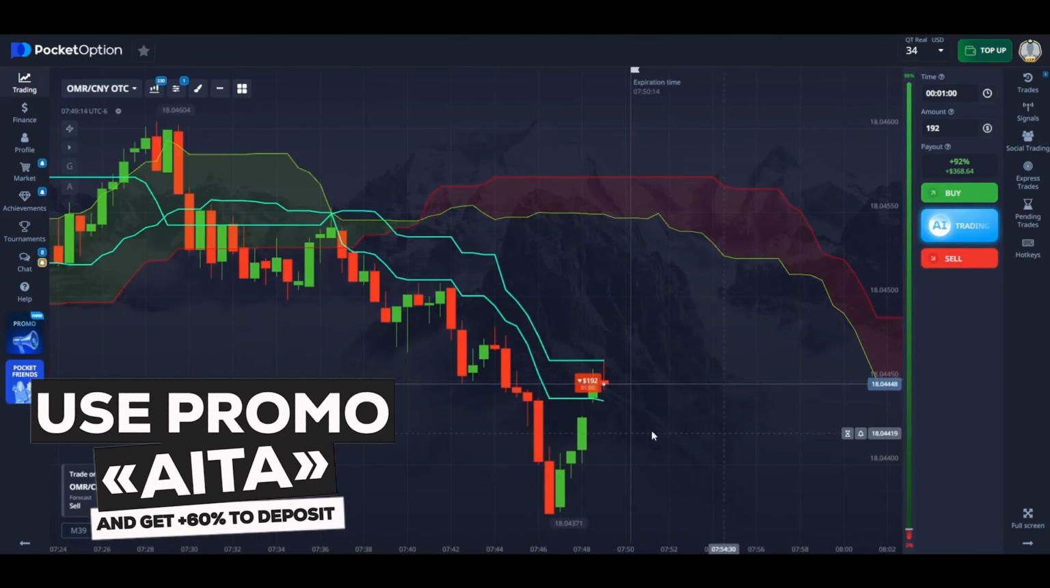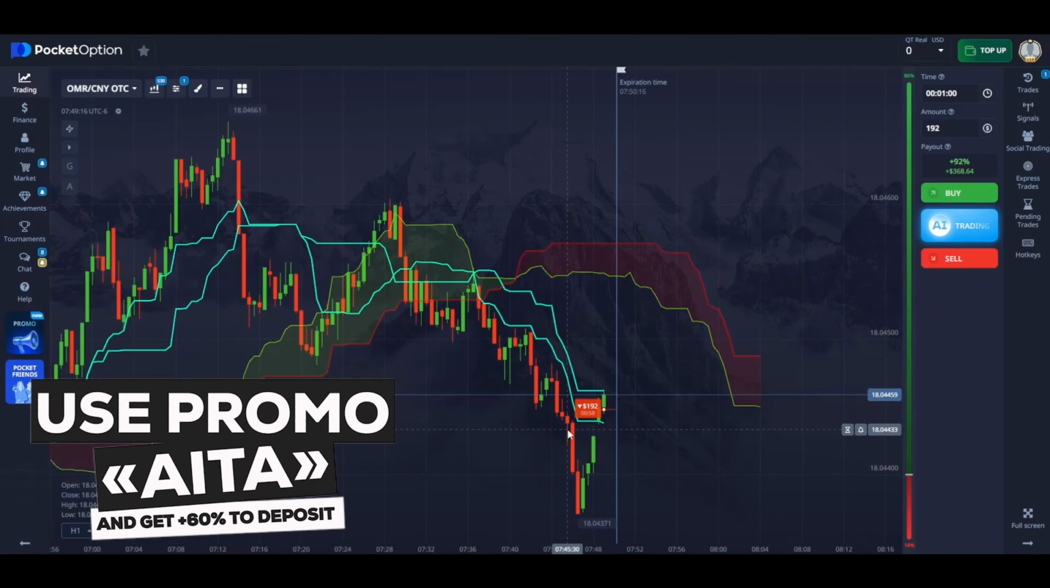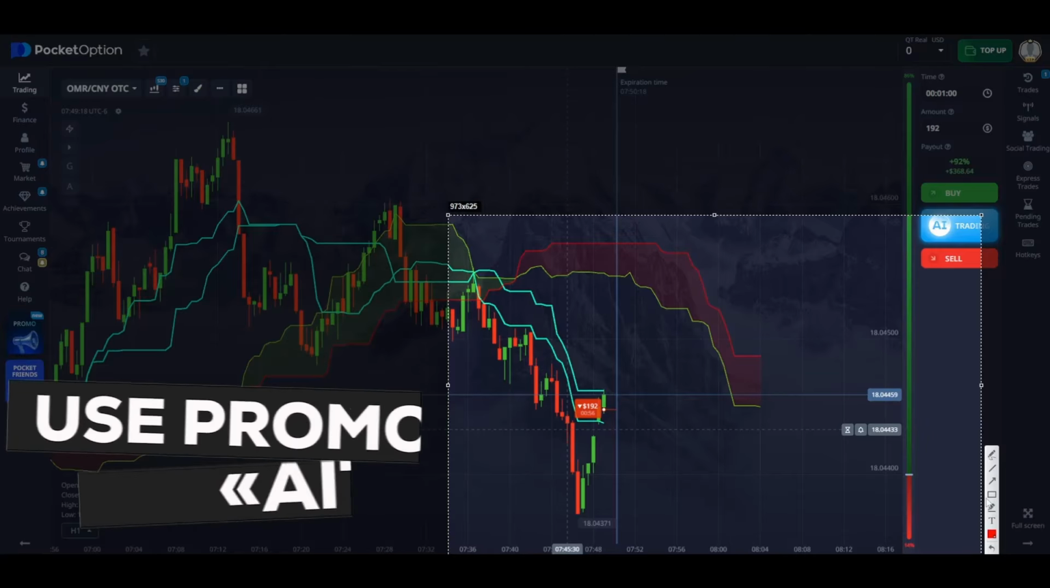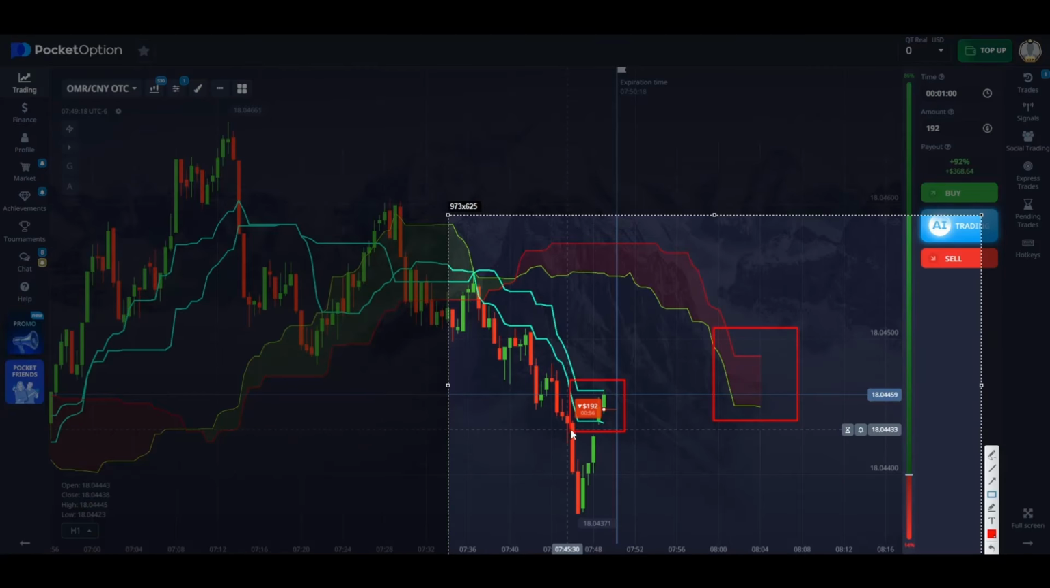So look, our second situation is also for a downward move. We open a trade for a drop. Why? Because the clouds are red. The price is between these two lines, so that's 1 and 2 signals that we can open a trade for a drop. It's all very simple and easy.